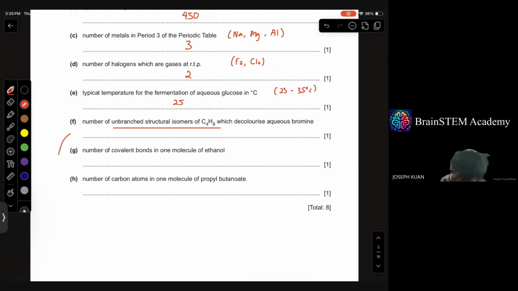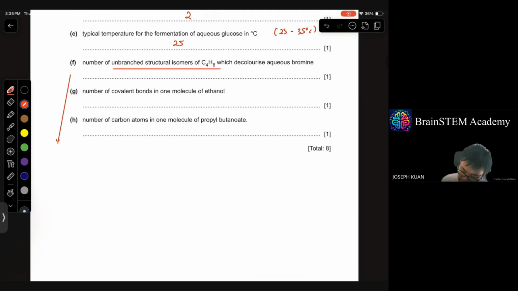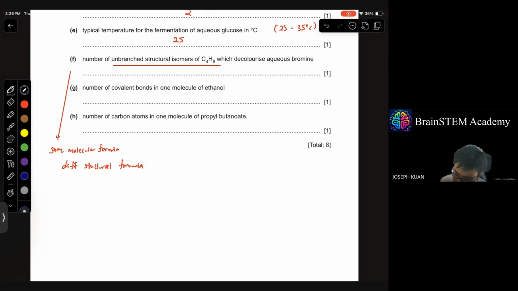Now, what are structural isomers? Substances with the same molecular formula but different structural formula. So there are 2 options here. It's either but-1-ene, which has your carbon-carbon double bond on the first carbon and the second carbon, or but-2-ene. These are the unbranched isomers. So it's CH3, CH double bond CH, CH3.